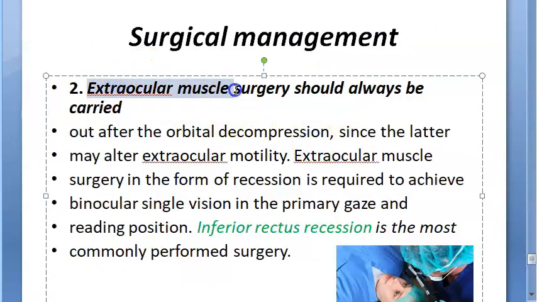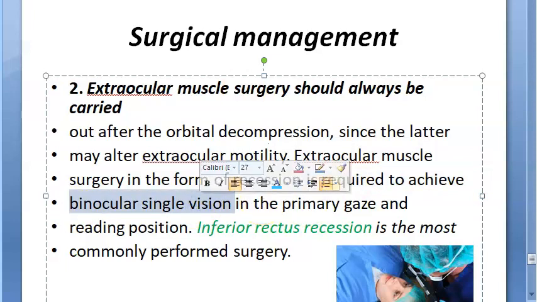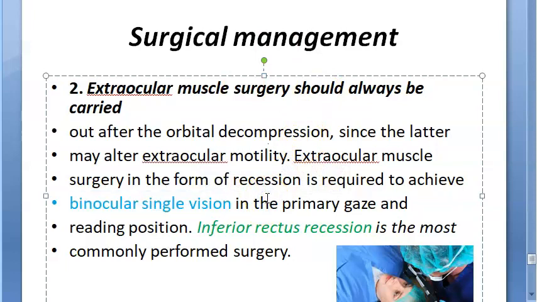Now let us move on to extraocular muscle surgery. This should always be carried out after the orbital decompression. Extraocular muscle surgery in the form of recession is required to achieve binocular single vision. What is binocular single vision? Two eyes you will see, but you want to see only one image. Because those people had diplopia, right? They don't want two images. That's why extraocular muscle surgery.